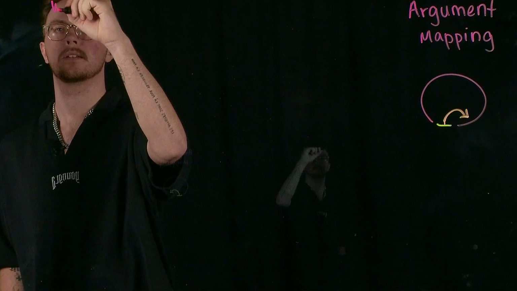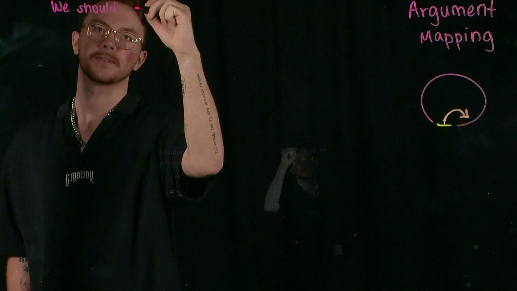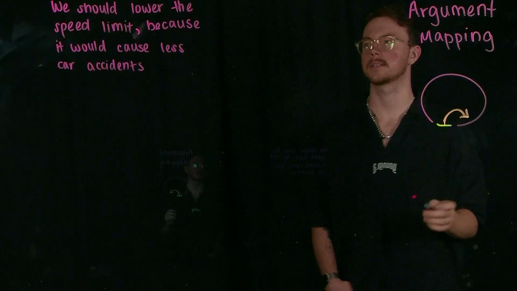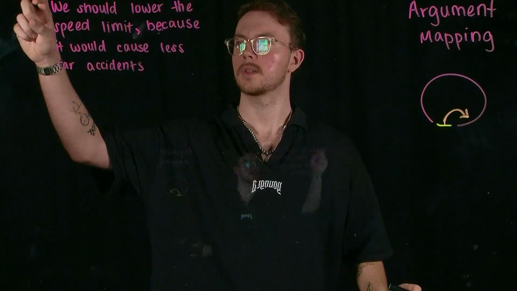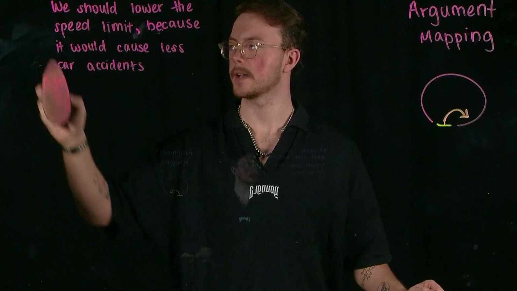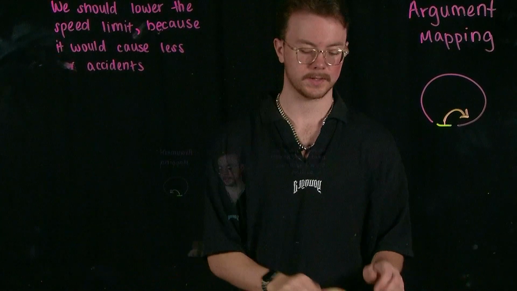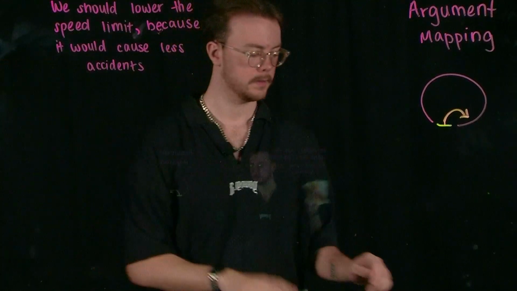So let me take a sentence. Let's take an argument. We should lower the speed limit. I think it's so funny that I keep coming back to speed limits. We should lower the speed limit because it would cause less car accidents. My E isn't very pretty here. We should lower the speed limit. Why? Because it would cause less car accidents. This is a complex claim. It is kind of the opposite of the complex claims we looked at last week. But notice it is still a complex claim.